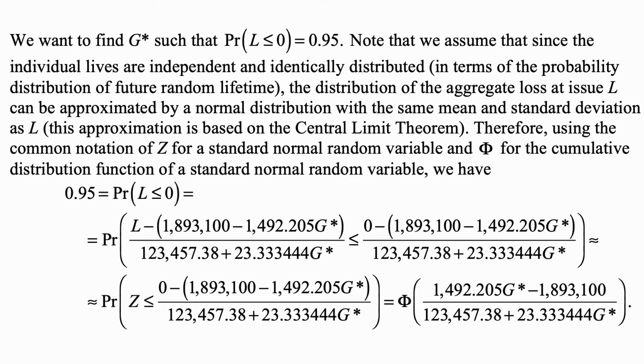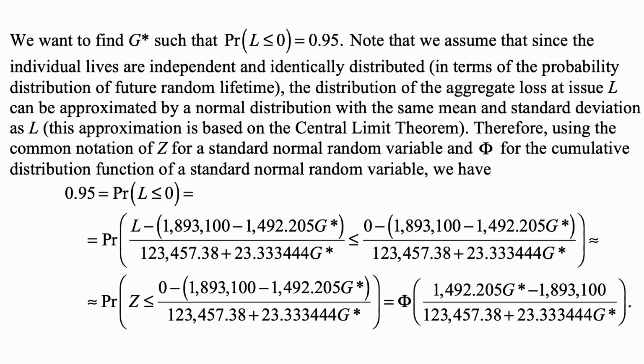Now we want to find G star such that the probability that L is less than or equal to 0 is 0.95. Note that we assume that since the individual lives are independent and identically distributed in terms of the probability distribution of future random lifetime, the distribution of the aggregate loss at issue can be approximated by a normal distribution with the same mean and standard deviation as L. This is based, of course, on the central limit theorem.